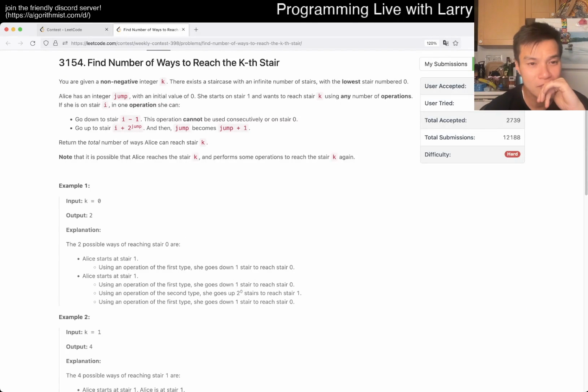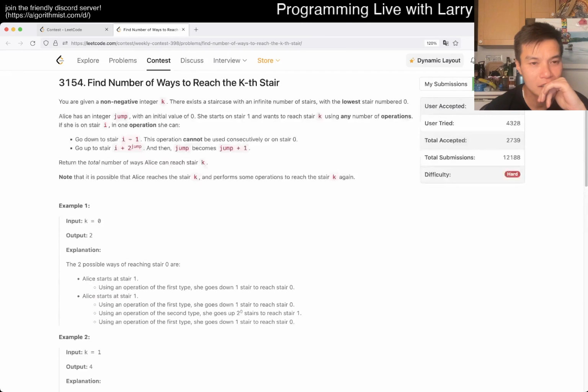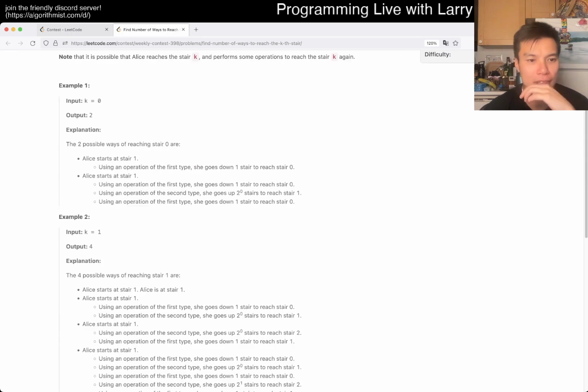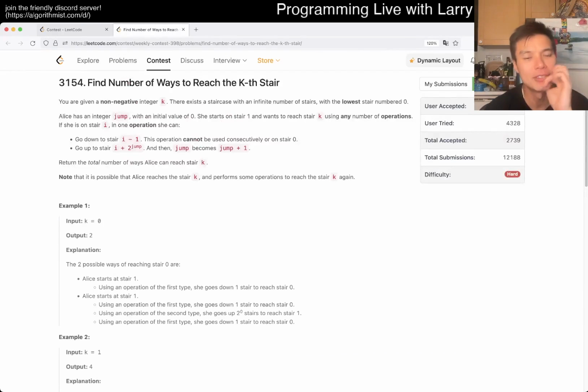What is k, something big? Interesting. Also interesting. I mean, you can only use jump like 32 times or whatever. So can I just do DP? You can't do a count, obviously, because it's 10 to the 9th.